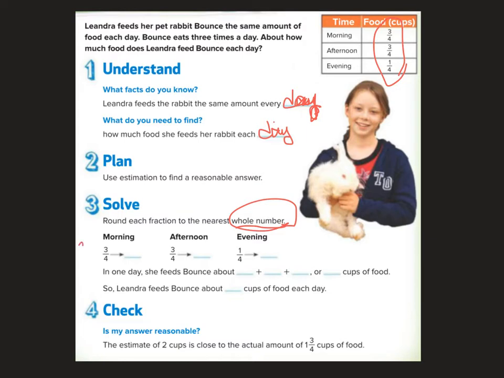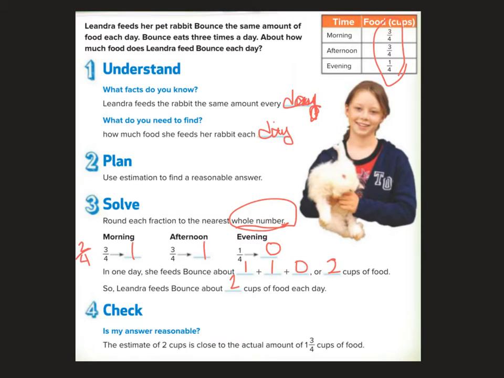Okay, so we know that 2/4 is a half, so 3/4 is really close to 1. 3/4, again, 1. And 1/4 is really close to 0. So in one day she feeds Bounce about 1 + 1 + 0, or about 2 cups of food, is what our guess is going to be. So Leandra feeds Bounce about 2 cups of food each day.